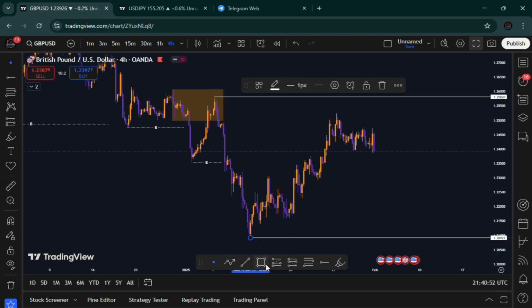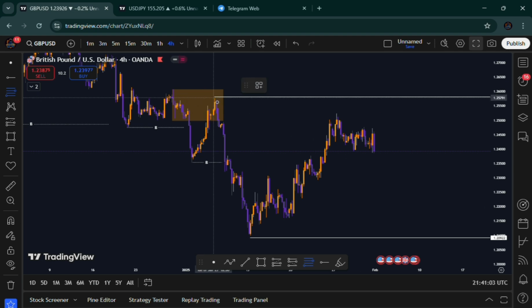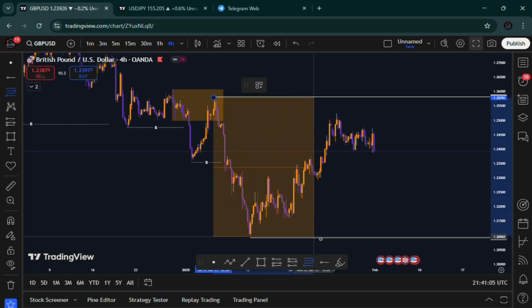Now initially I marked out this fair value gap area here because this is around the 62% of the fib, because I use my Fibonacci. So if I fib from this swing high down to this swing low, now here is the equilibrium level because it's the 50%. All right, so let's head over to the fib.